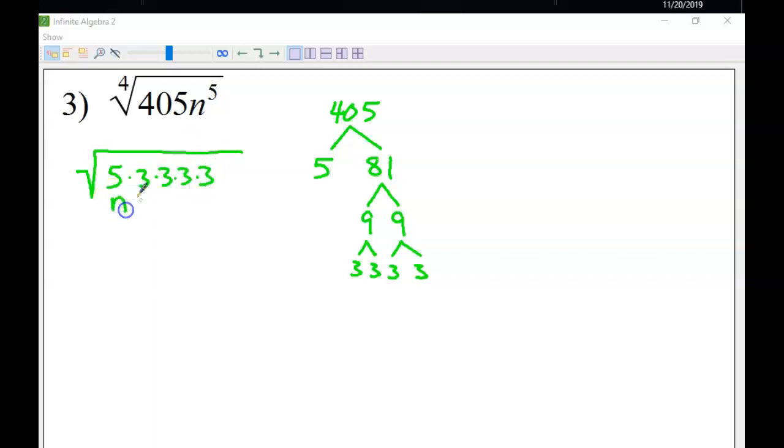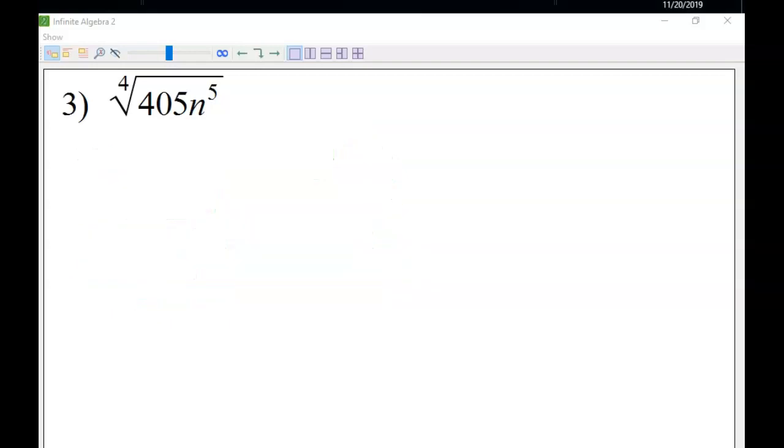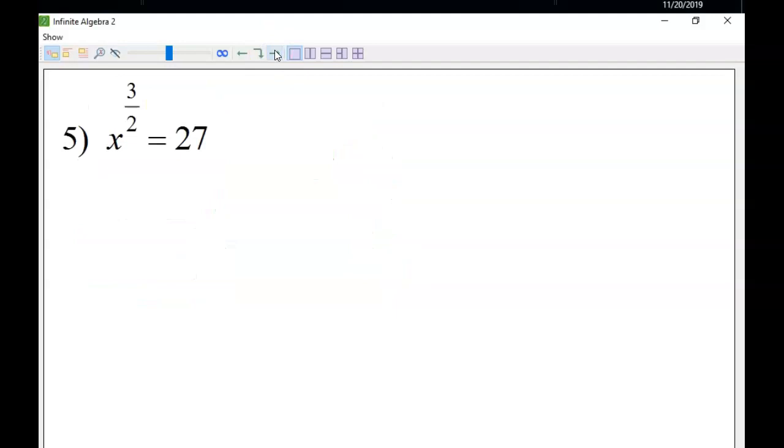And then we have 5 n's. And we're looking for groups of 4 identical numbers. So I've got 4 identical numbers here, so I could take out a 3. And I've got 4 identical values here, so I can take out an n. And what's left inside of this radical is a 5 and an n. Let's go and take a look at number 5.